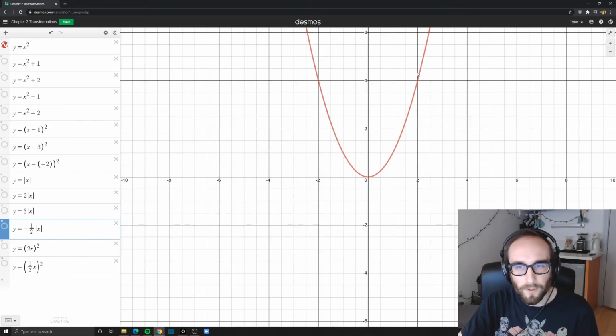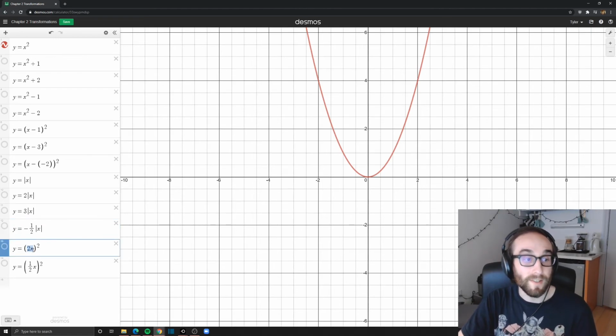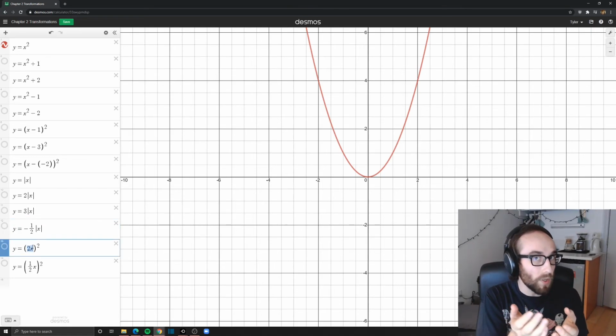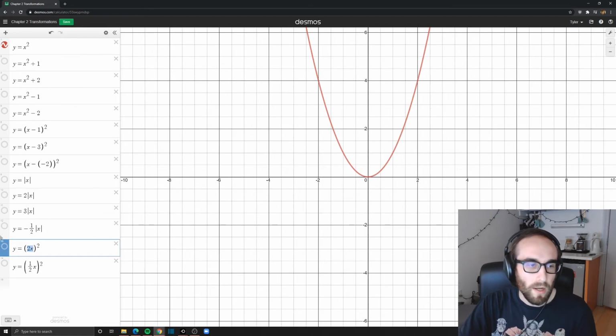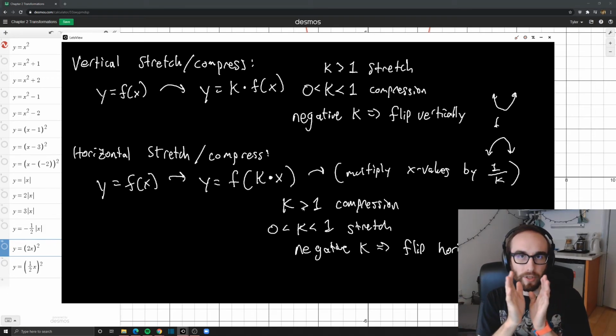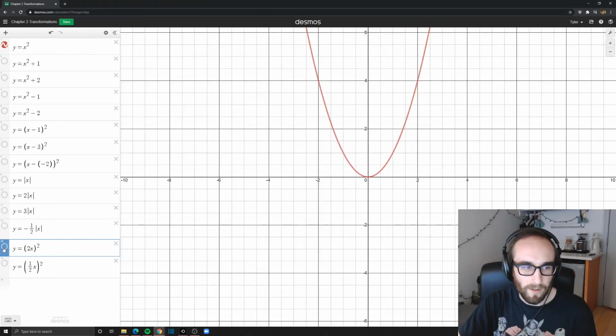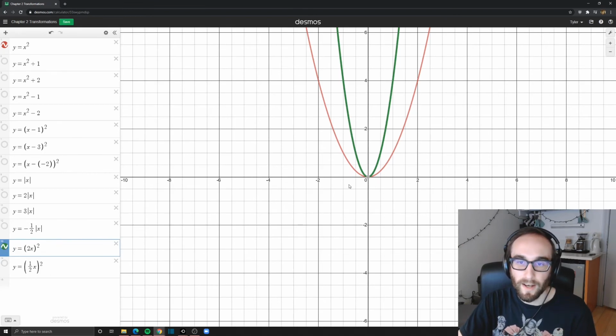So here we have y equals x squared. Here we're multiplying, and notice we're inside of the x squared, so this is the input into y equals x squared. We're multiplying the input by 2. So in this case, 2 is, if we look back at our notes, 2 is greater than 1, so we should expect a compression. In other words, if we look at our parabola, it should be squished horizontally. We go back, look at our function, there it is, it has been compressed horizontally.